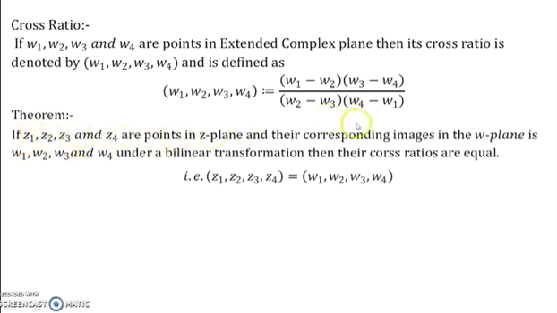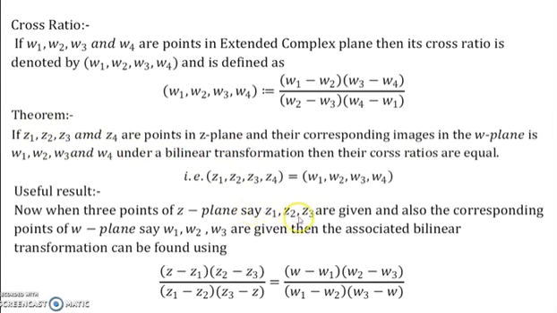Z1, Z2, Z3, Z4 are points in the Z plane, and the W plane points are W1, W2, W3, W4. Under the bilinear transformation, the cross ratios are equal. So that is (Z1, Z2, Z3, Z4) is equal to the W plane points (W1, W2, W3, W4). Based on this, we are going to use this result.